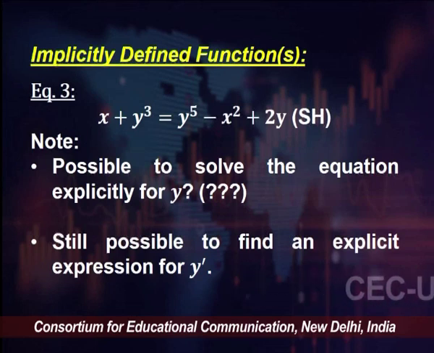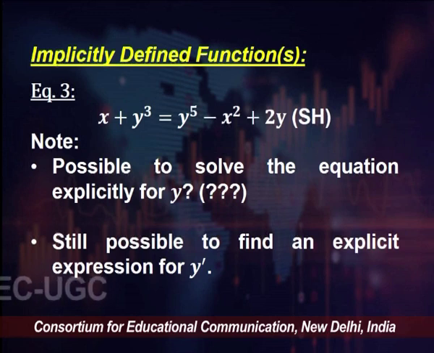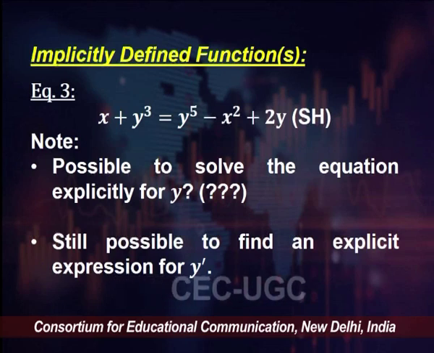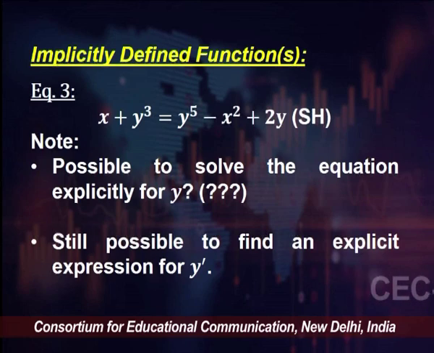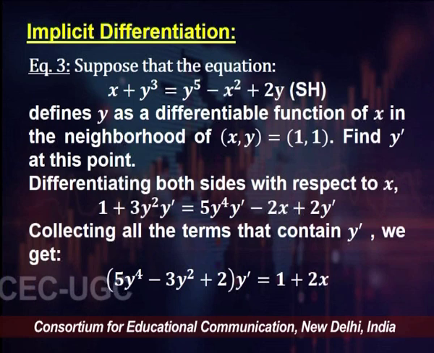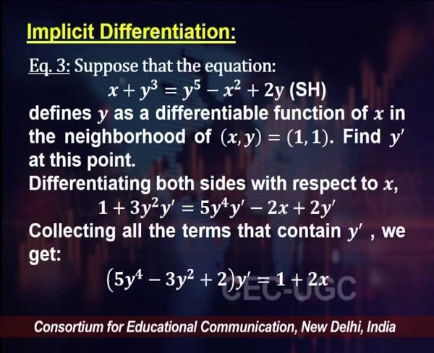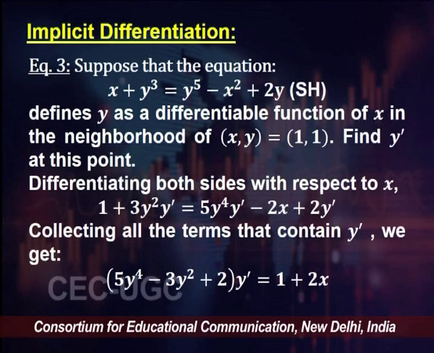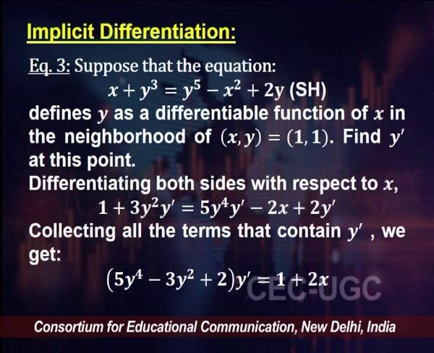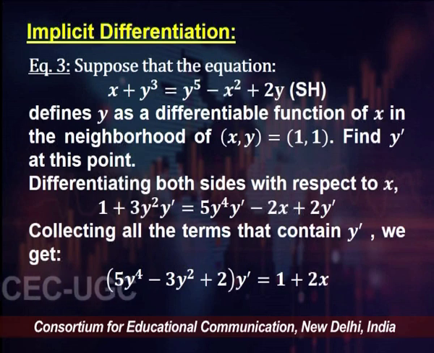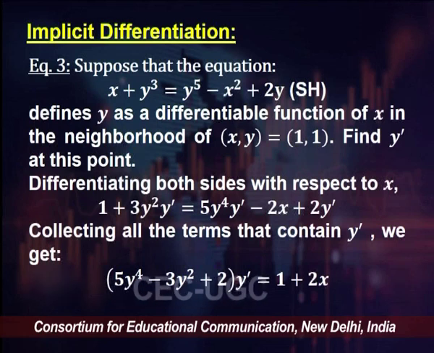But it is still possible to find an explicit expression for y prime, which is nothing but dy by dx. So, let us see how we can do that, and for this let us suppose that the equation x plus y cubed equal to y to the 5 minus x squared plus 2y defines y as a differentiable function of x in the neighborhood of this point 1 comma 1. As you can see, this point satisfies this equation. On the left, if I put 1 comma 1, I am going to get 2, and on the right, if I put x equal to 1 and y equal to 1, I am going to get 1 minus 1 plus 2. So, both sides we have a 2, it certainly satisfies this equation.